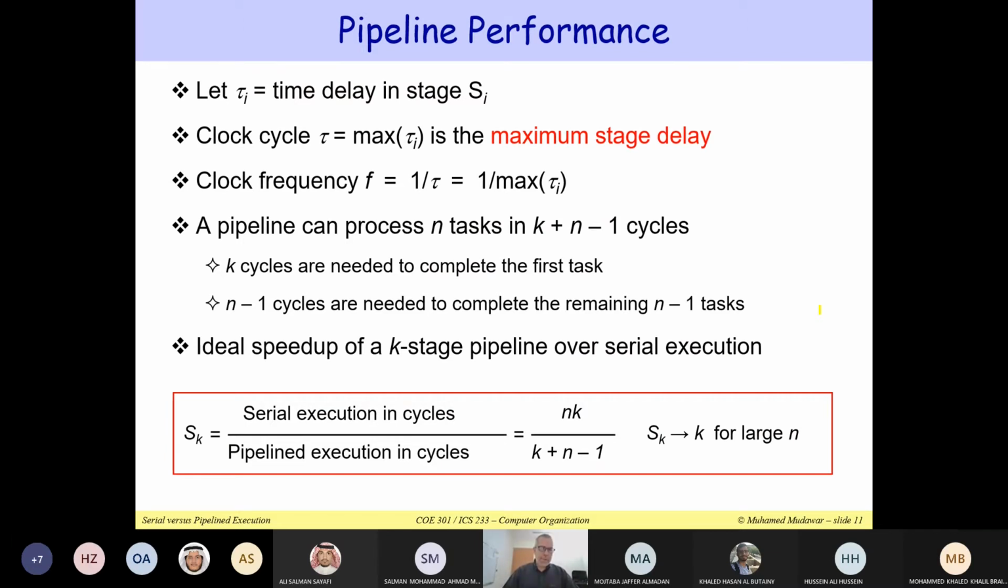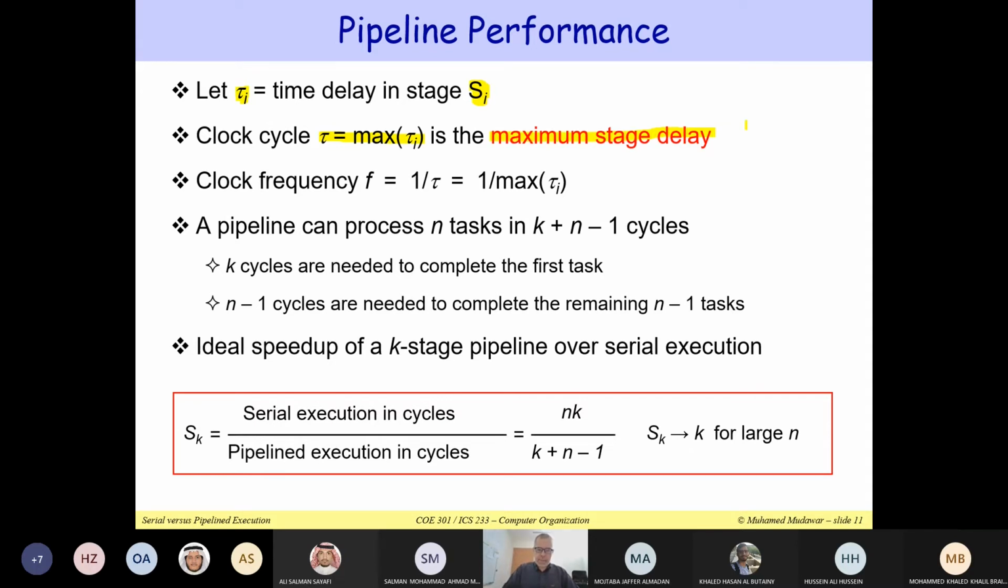Suppose that we define here T sub i, or tau sub i. So tau is like T, but a Greek letter. This is the time delay in a stage S sub i. We have seen in the previous slide K stages, so each stage will have its own delay. Now we can define the clock cycle here to be the maximum tau sub i. That's the maximum stage delay.